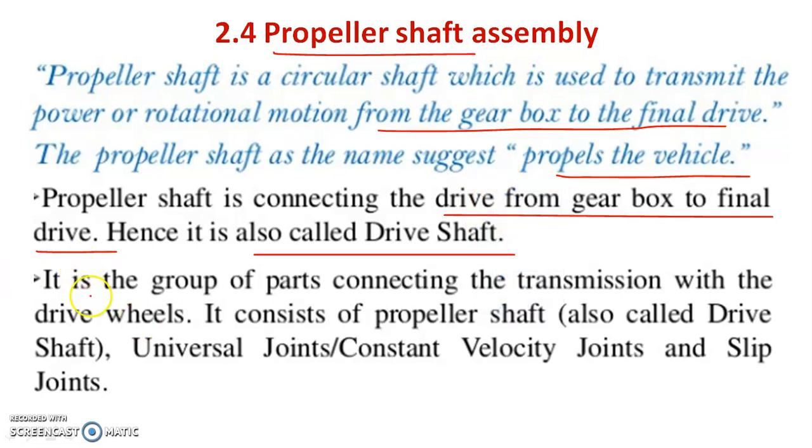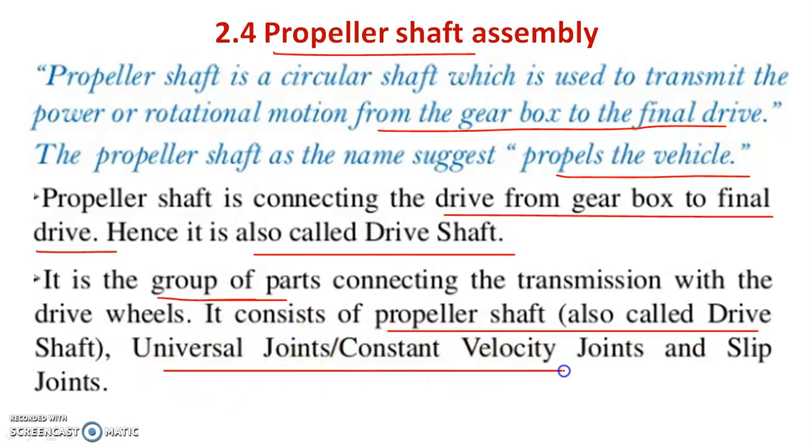What is this assembly? It is a group of parts connecting the transmission with the drive wheels. It consists of propeller shaft, also called a drive shaft, universal joint or constant velocity joint, and slip joint. The universal joint is also called U joint or constant velocity joint, and another joint which is used here is called a slip joint.